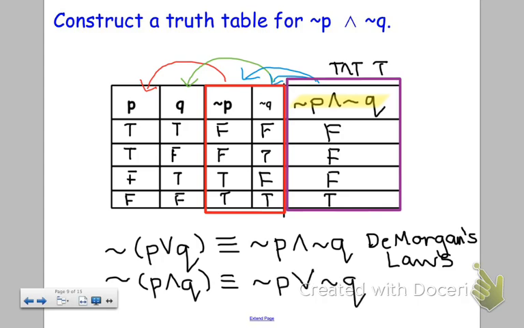So sometimes writing that in one form or the other can just be a little bit of a shortcut. So it's good to know those De Morgan's laws. Is it the end of the world if you don't memorize them? No, not at all. But it's handy to know those two.